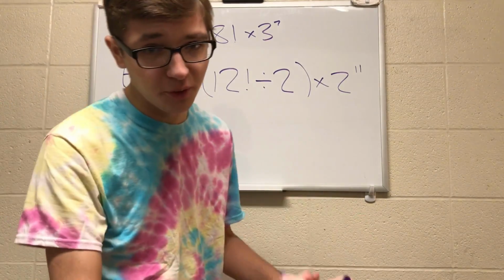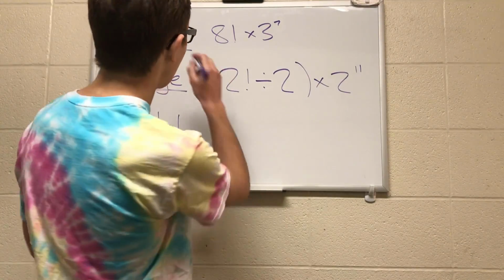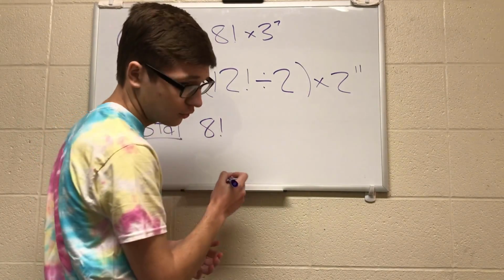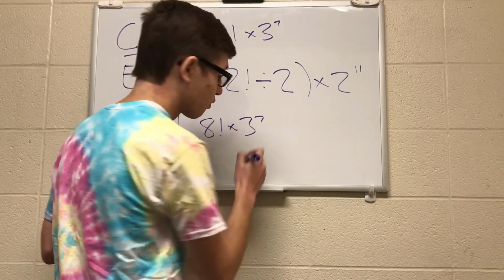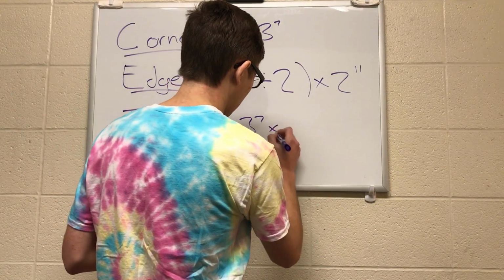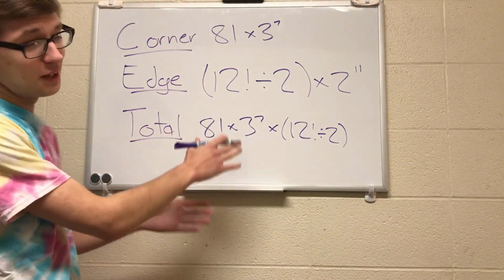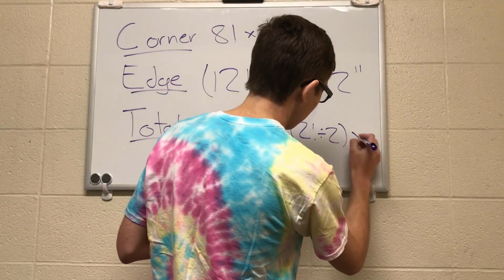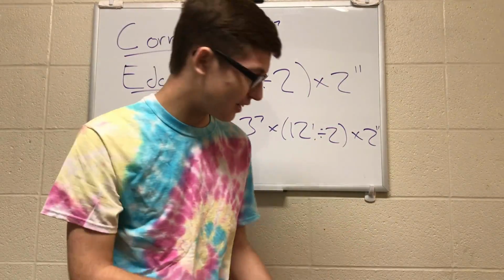So the total number of orientations or permutations of a Rubik's Cube is equal to the number of possibilities for the corner cubies, so that's 8 factorial, that's the number of positions that the corner cubies can have, times 3 to the 7, that's the number of orientations that the corner cubies can have, times 12 factorial over 2, and I'm running out of room, that's the number of positions that the edge cubies can have, times 2 to the 11. Whew. I just had enough room for that. That's the number of orientations that the edge cubies can have.